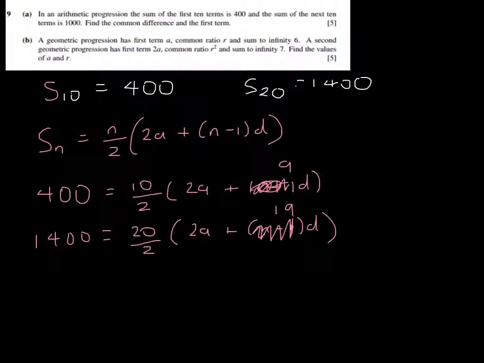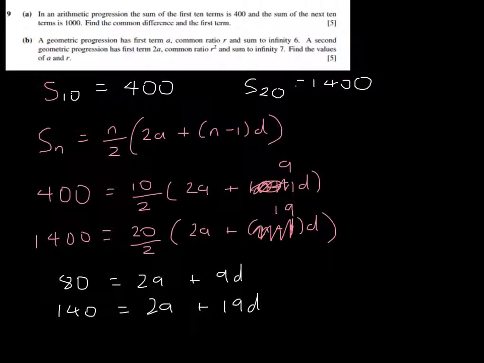I'm going to do a bit of tidying up first. So I'm going to take this, 10 divided by 2 is 5. I'm going to divide 400 by 5. And 20 divided by 2 is 10. I'm going to divide 1,400 by 10. And that'll help me tidy up part of it. So I'm going to get 80 equals 2a plus 9d. And I'm going to get 140 equals 2a plus 19d. You might have thought about expanding out these brackets, but because it's a multiplication here, you can just divide through and it makes it a whole lot easier.